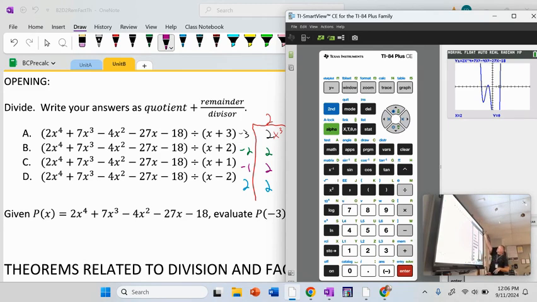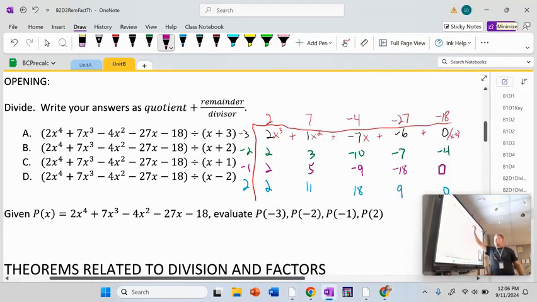Hey-oh, okay. So what you just saw was what's called the remainder theorem, all right?